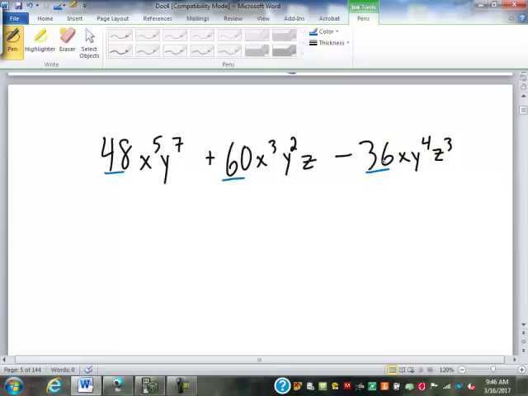8 does not go into 36, though. There's one actually a little bit bigger than 8. 12. Now again, if you're having a hard time finding that, you can always factor them and look for the common factors.